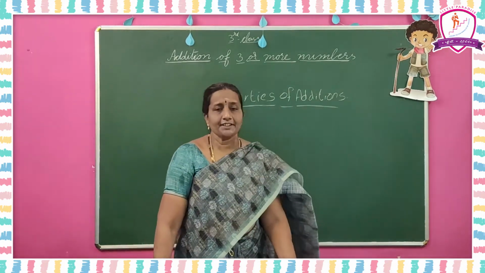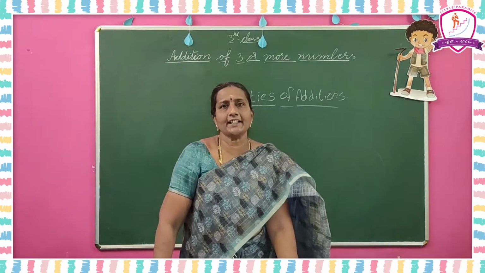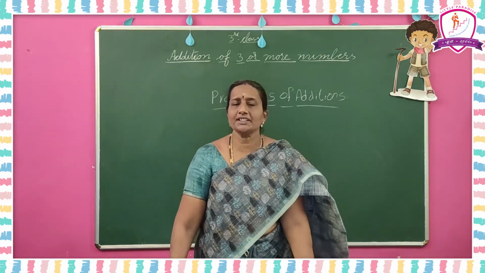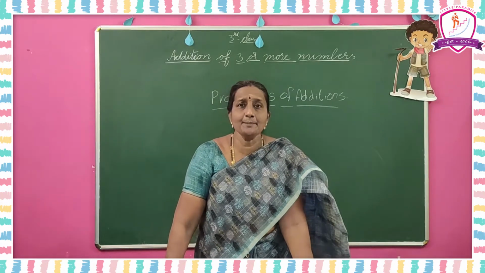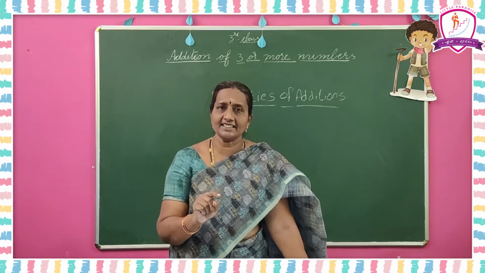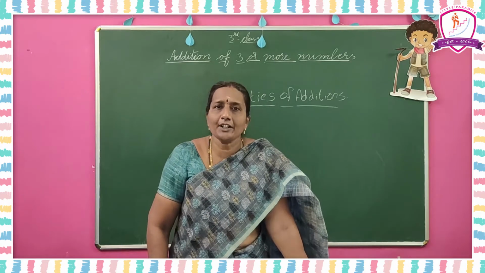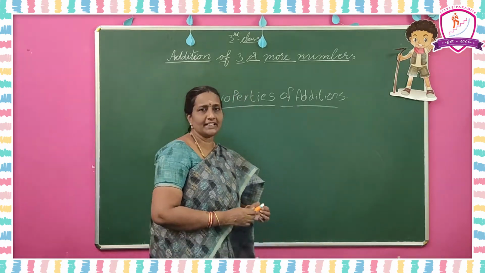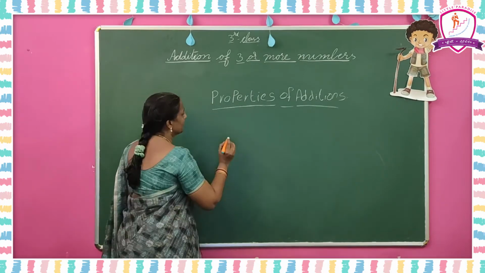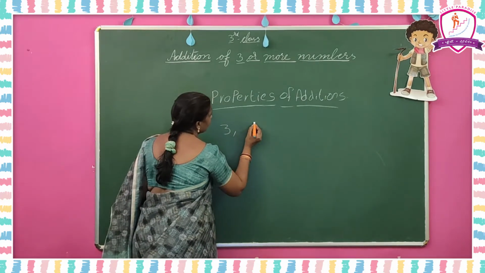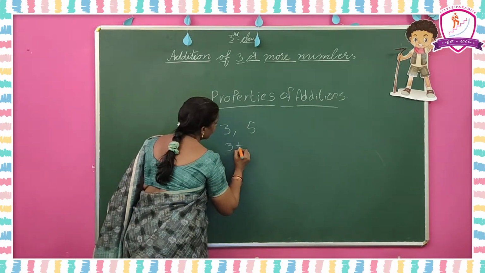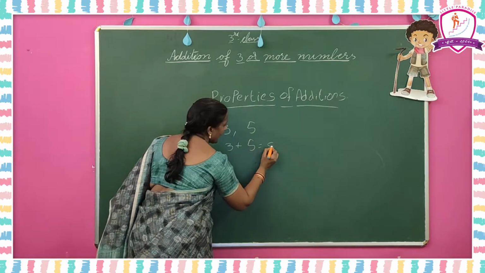Properties of addition. The first one is order property of addition. Order property of addition means the sum of two numbers is same if we change the order of the numbers. That means, look at the example. If we take two single digit numbers, 3 and 5, what is the sum of these two numbers? 3 plus 5 is 8.